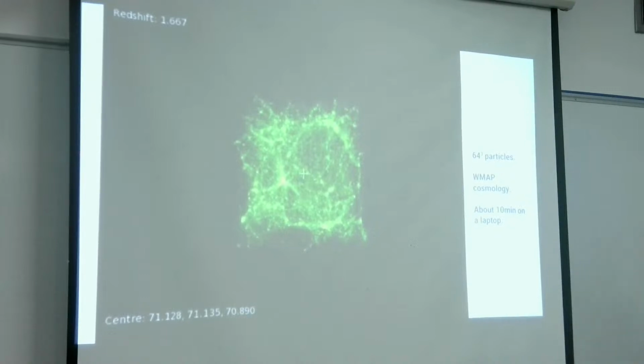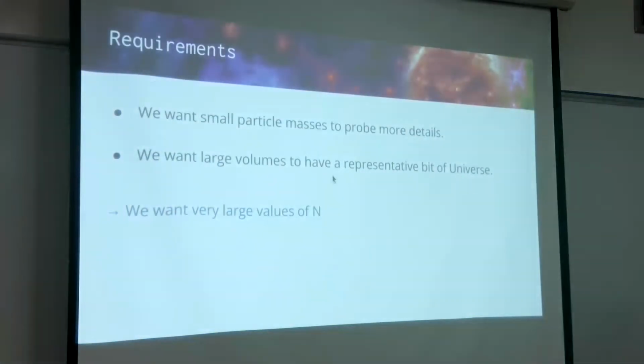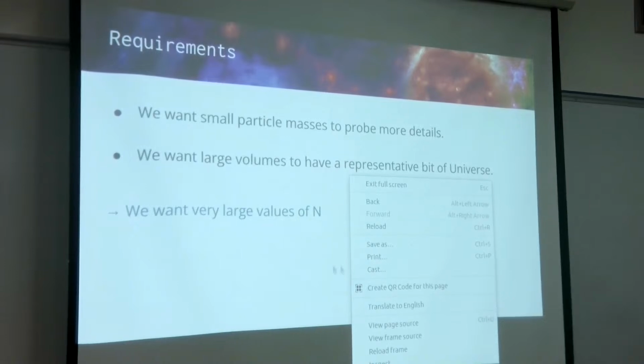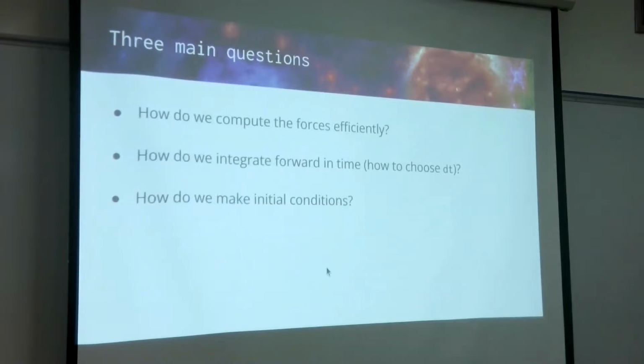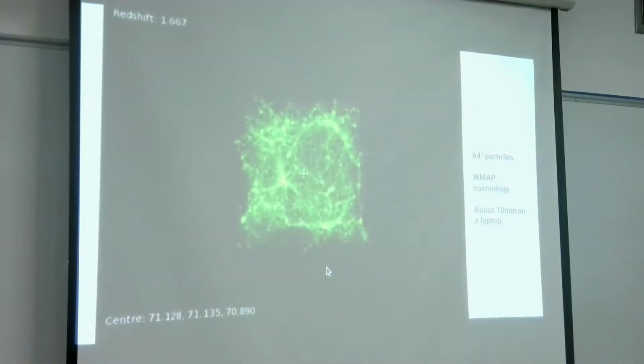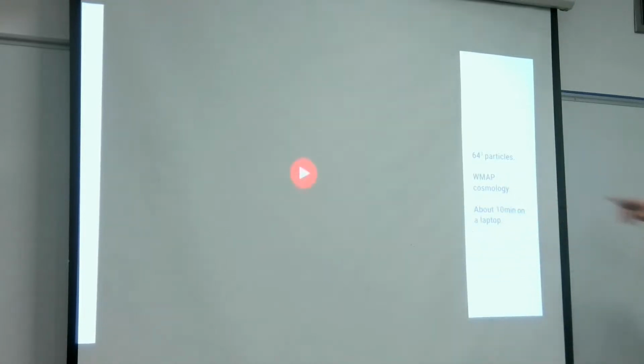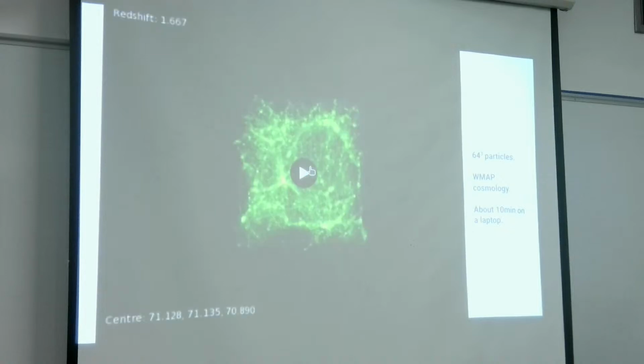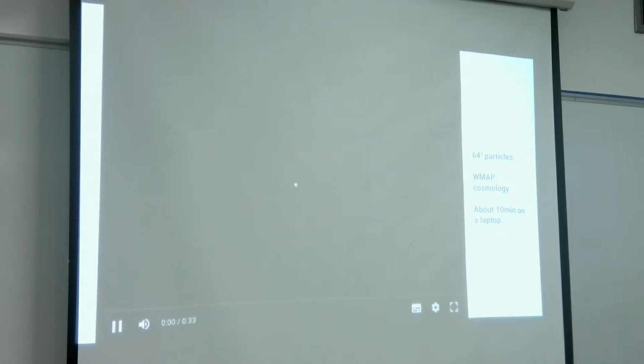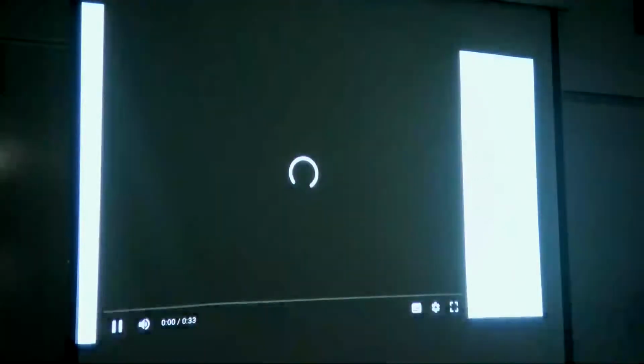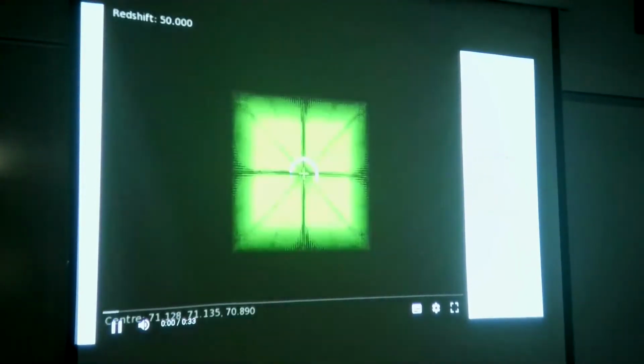So here's an example. I think we can do this simulation this afternoon. Sorry, I thought it was a movie, but it's not. So this afternoon we're going to be running a small cosmological simulation like that. Oh, it is a movie. With some specific cosmological model, and I don't know if the network will work. Yeah, so there you go.